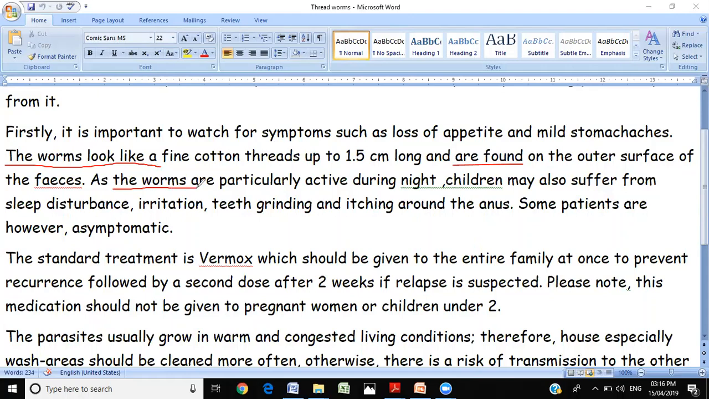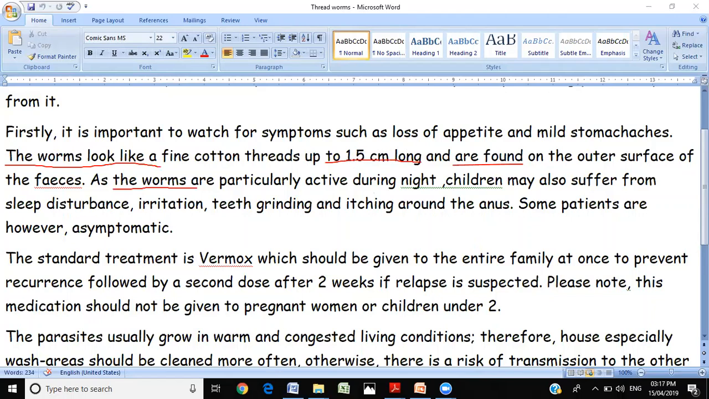"As the worms are particularly active during the night, children may also suffer from sleep disturbance, irritation, teeth grinding, and itching around the anus. Some patients are, however, asymptomatic." Because it's given that some of the children may not have any symptoms, but they can still find the threadworms around the anus or on the outer surface of feces. So this is a brief description of symptoms and a brief description of the worms.